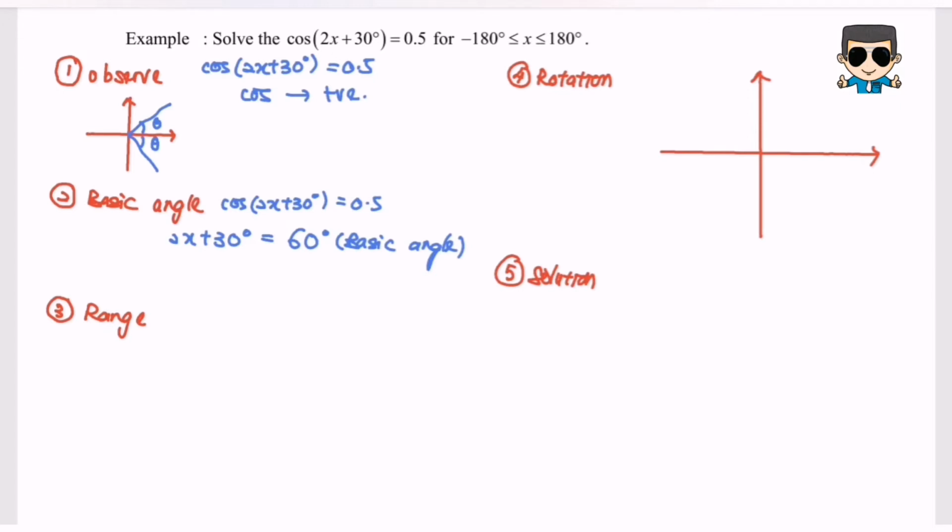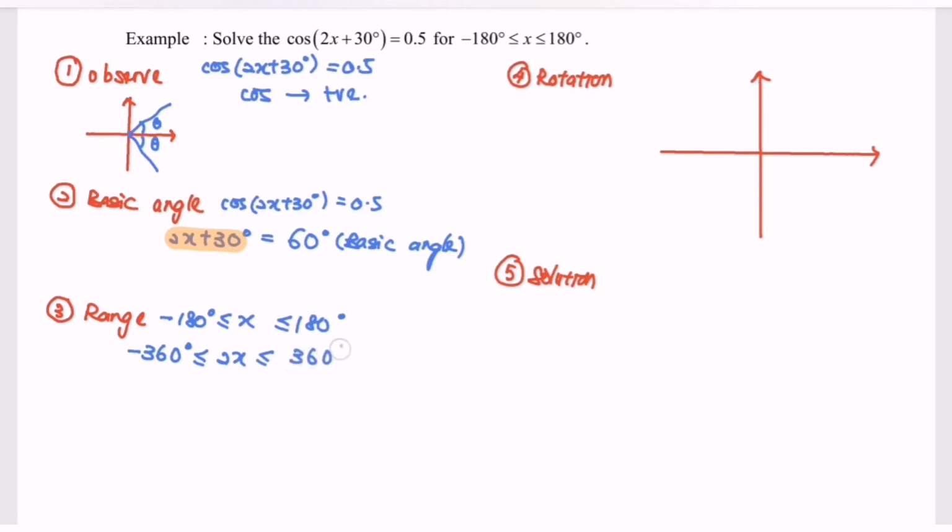Next, we are going to deal with the range. Given by the question, negative 180 degrees until 180 degrees. By referring to the basic angle 2x + 30°, at first we multiply with 2, so we have negative 360, then 2x, and then 360 degrees after we multiply with 2.